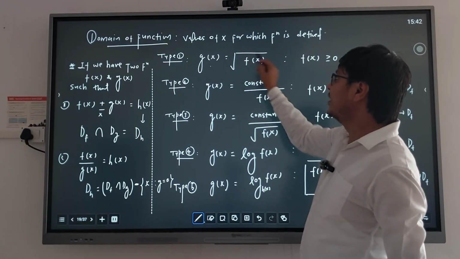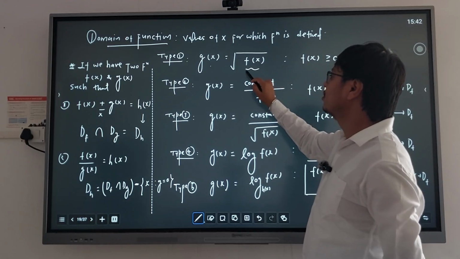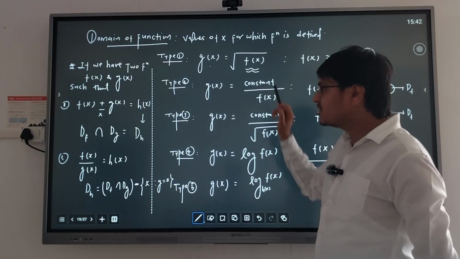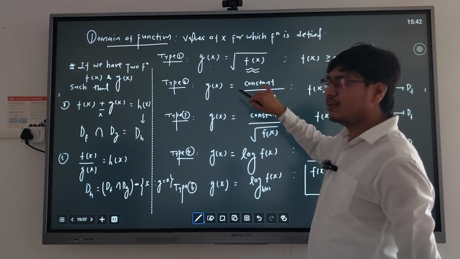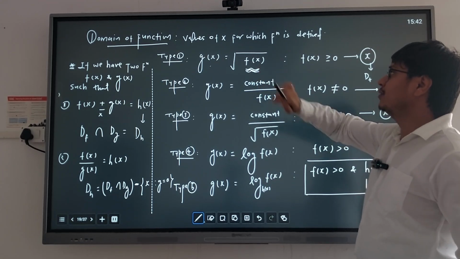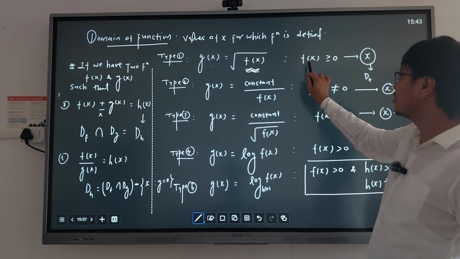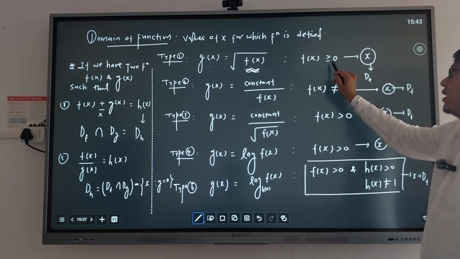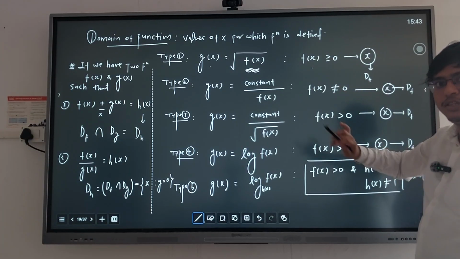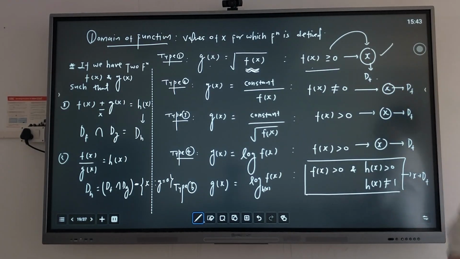If a function is defined like the square root of an expression, with any expression given within the square root, then how do we find the domain of this type of function? We know any function with a square root is only defined when within the square root we put only a positive or non-negative value. So when this expression f(x) is always non-negative, that is greater than or equal to 0, either 0 or positive, then this function is defined. So we apply this condition and find the values of x. The set of these x is called the domain of the function.